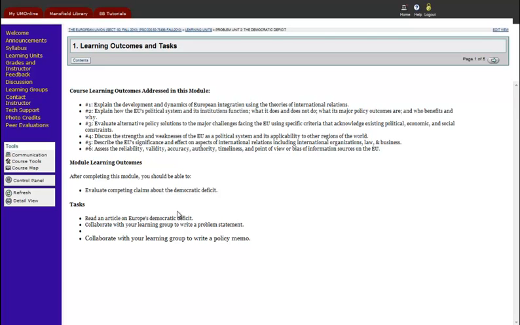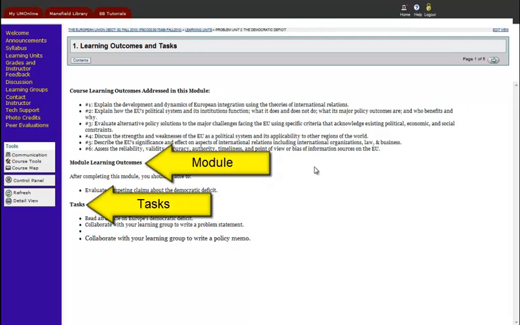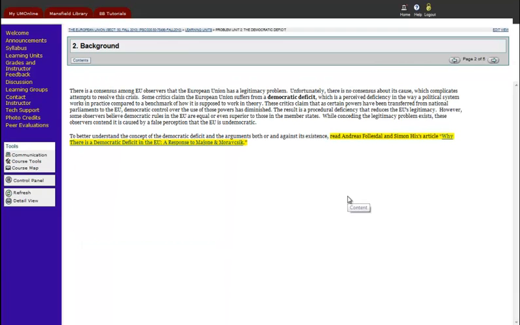Just like in the previous units, it begins with a list of the topics that people are supposed to engage with, some of the outcomes, and ultimately the tasks that students have to perform each week. It begins by giving them some background on a particular problem. In this case, it's the issue of whether or not the European Union is democratic, and I assign them a couple of readings addressing that particular question.